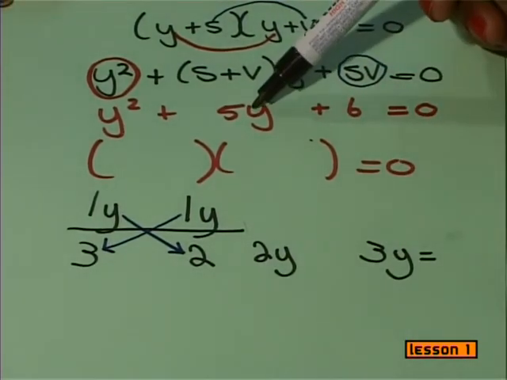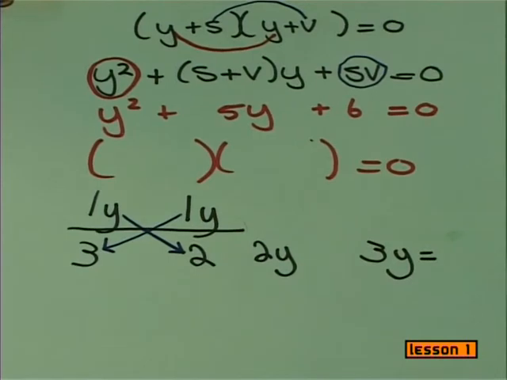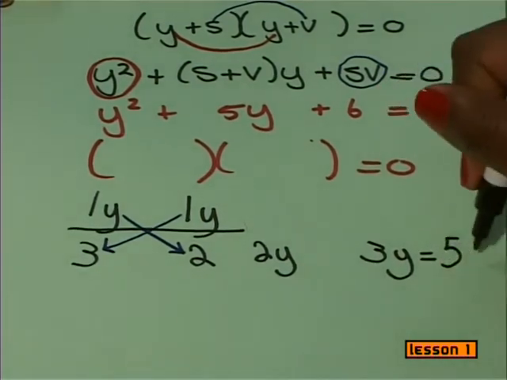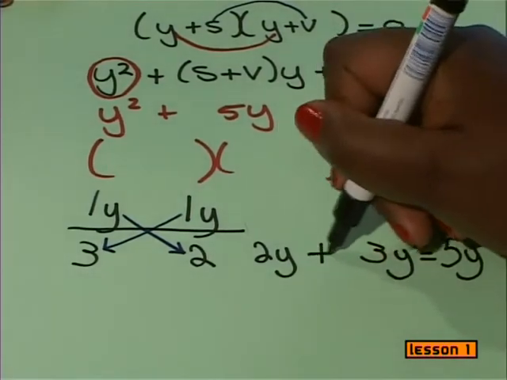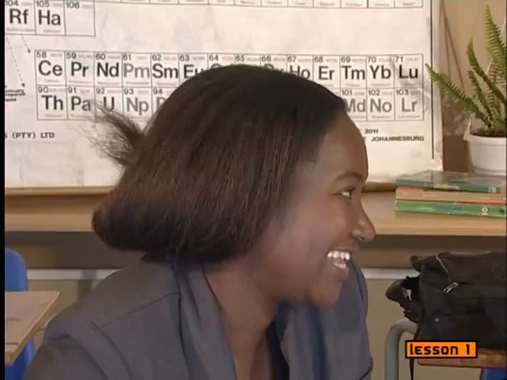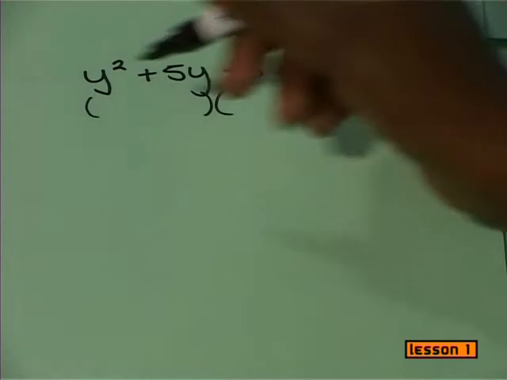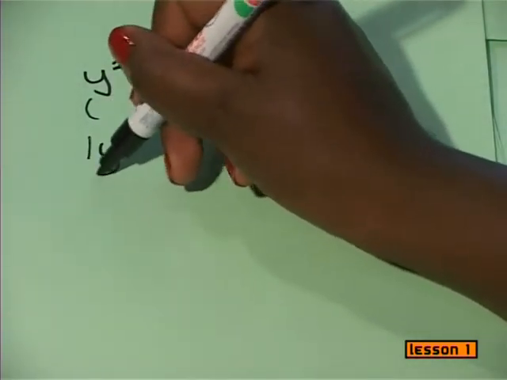Can you tell me what we would have to do to these like terms to give us the middle term? We would have to add them together. Good. Now let's look at the other equation. The factors of the first term are 1y and 1y.